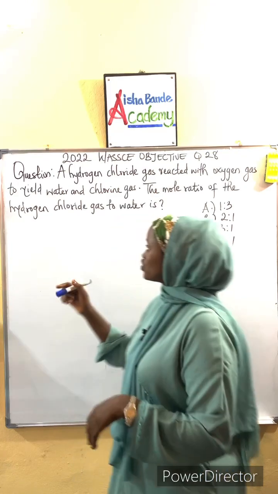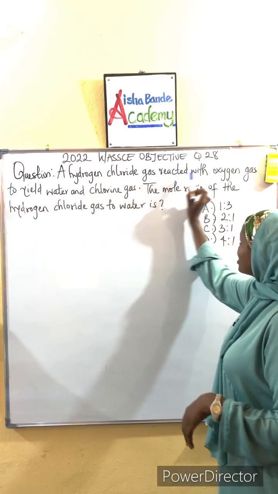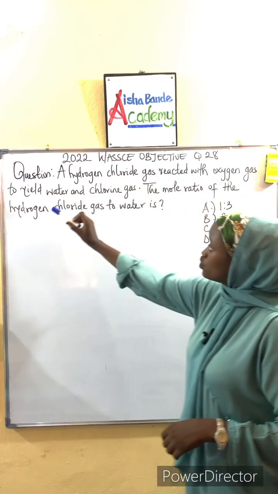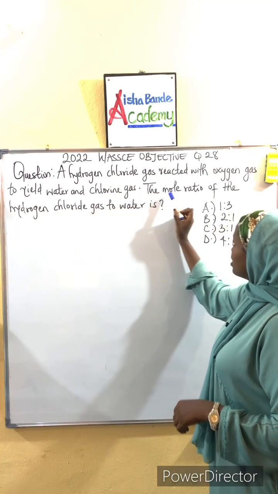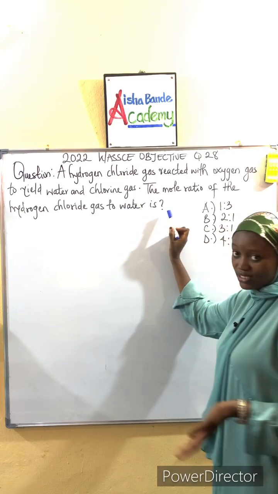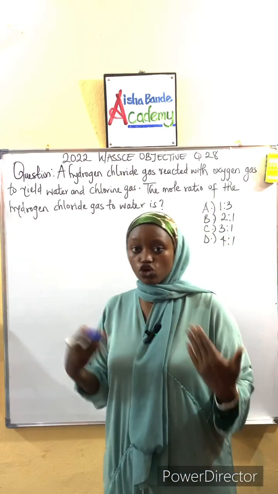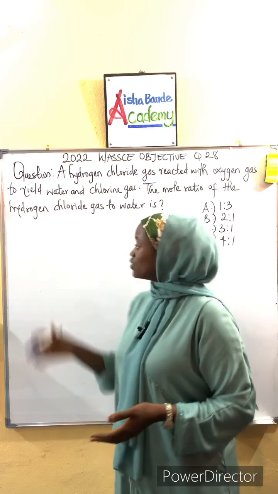So let's look at the question, which says that hydrogen chloride gas reacted with oxygen gas to yield water and chlorine gas. The mole ratio of the hydrogen chloride gas to water is... So we have four options here. We have to solve and see which of these options is the correct answer. So let's begin.